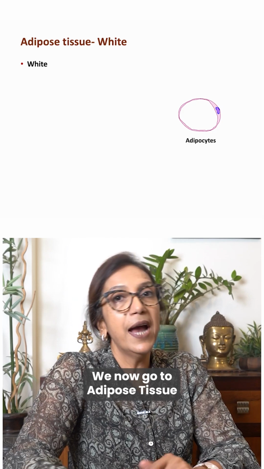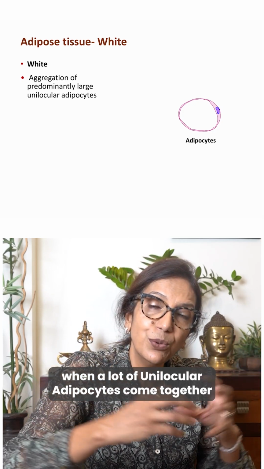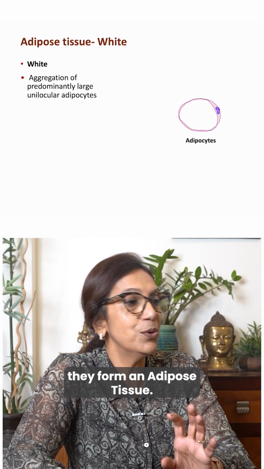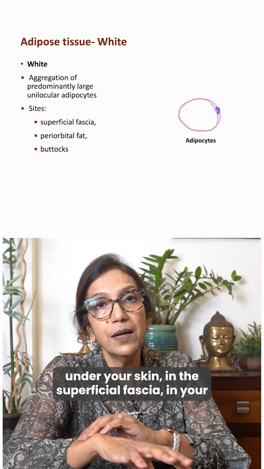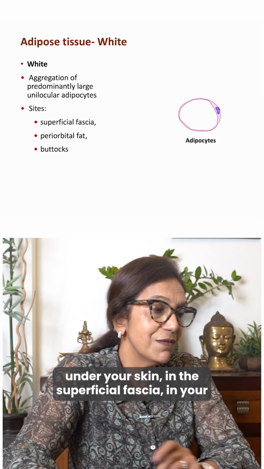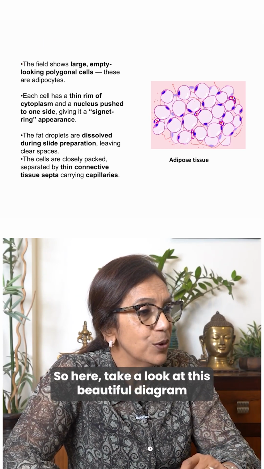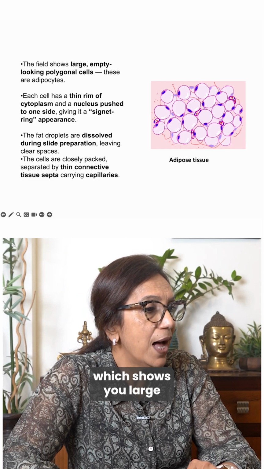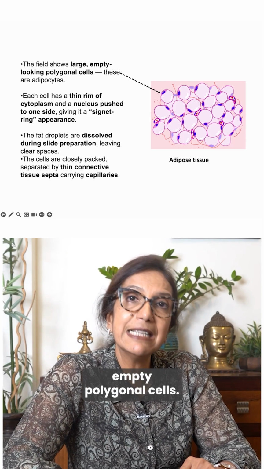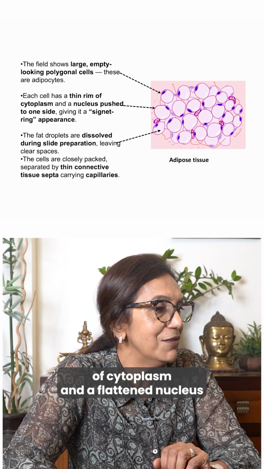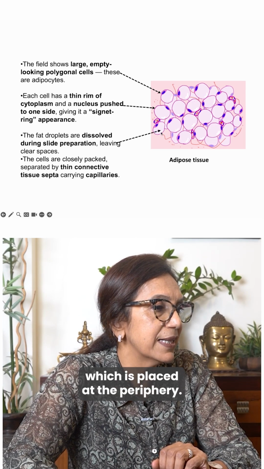We now go to adipose tissue. When a lot of unilocular adipocytes come together, they form an adipose tissue. Where will you find it? Under your skin, in the superficial fascia, in your buttock region. So here take a look at this beautiful diagram which shows you large empty polygonal cells. You can see that there's a thin rim of cytoplasm and a flattened nucleus which is placed at the periphery.